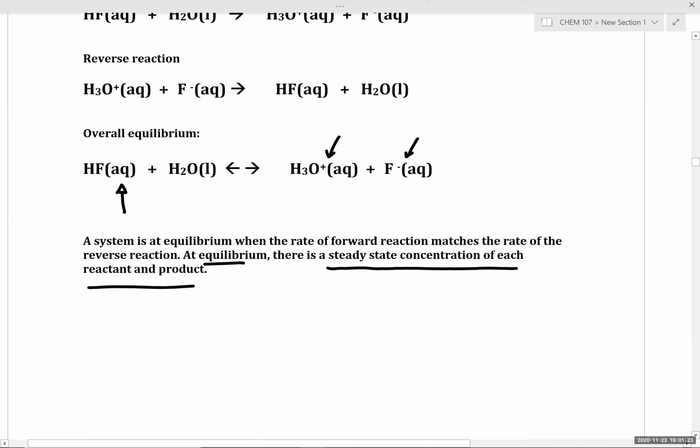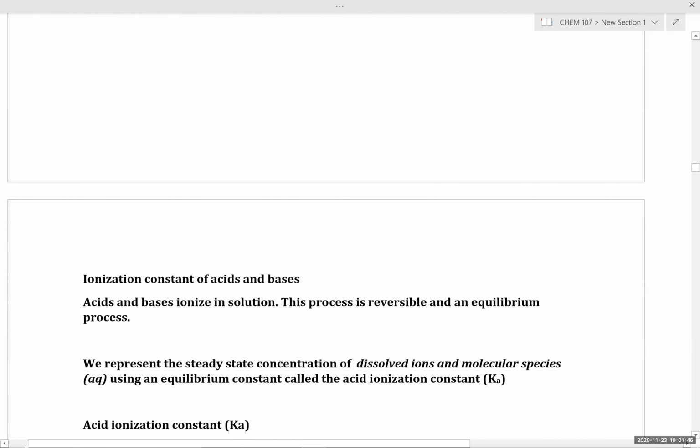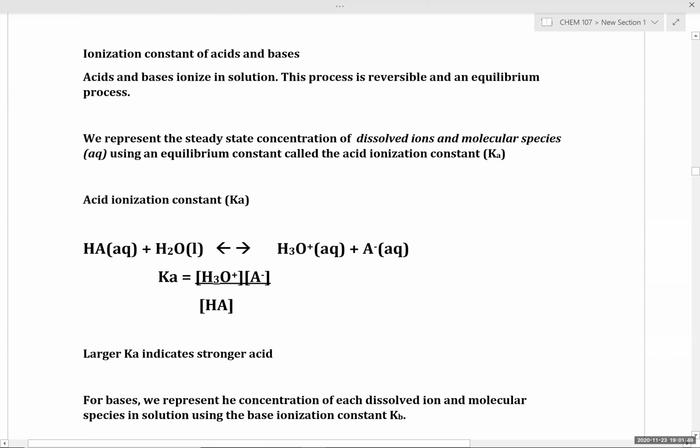And what we're going to talk about next is how to describe this equilibrium and use these equilibrium expressions to talk a little bit more about weak acids and strong acids and start to put some numbers to our descriptions of acid strength and base strength. So let's delve forward with that. So the principal value that we're going to be looking at in this chapter is known as the ionization constant of acids and bases. Now, acids and bases ionize in solution, and this process is reversible and an equilibrium.